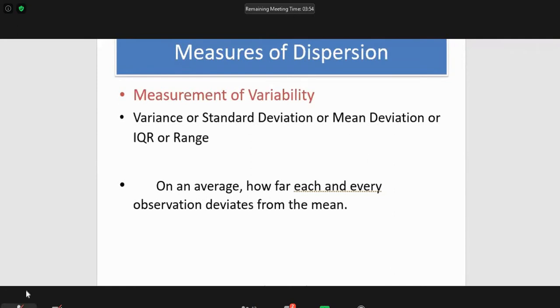Okay, variance and standard deviation. The most commonly used measures are variance and standard deviation. What it means is, on an average, how far each and every observation deviates from the mean. As I said, you will calculate a mean. Now what we try to find is, on an average, how far each observation deviates from this mean. That's what we study in measures of dispersion, in terms of variance or standard deviation.